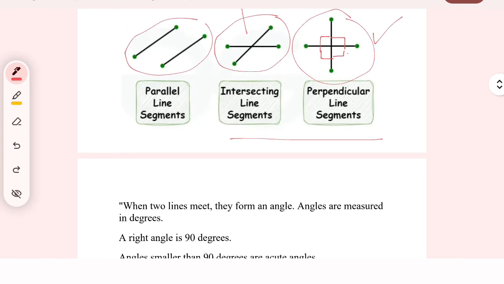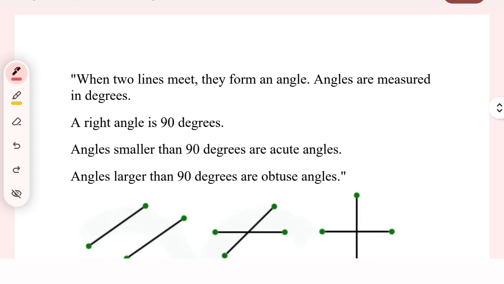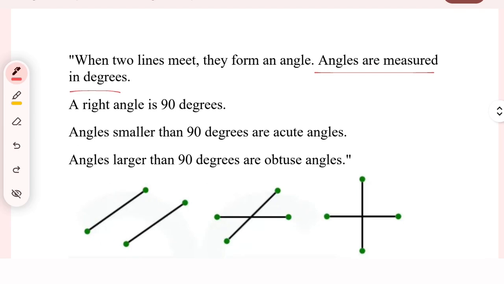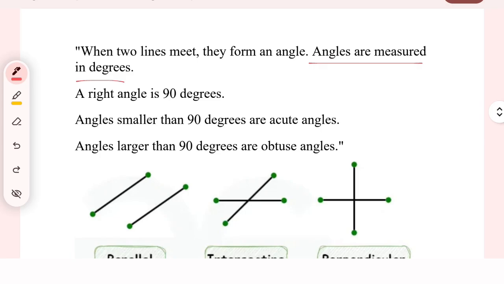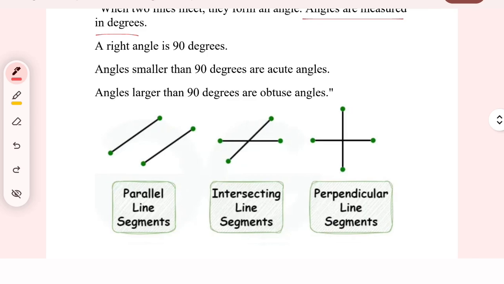When two lines meet, they form an angle, just like what we have seen. Angles are measured in degrees. A right angle is 90 degrees, like what we have explained here in this diagram. They're perpendicular, so they actually meet at 90 degrees.